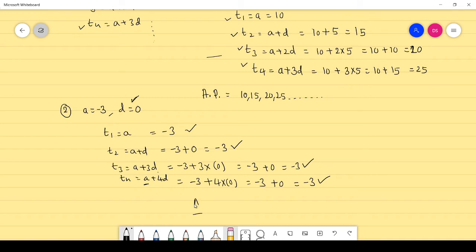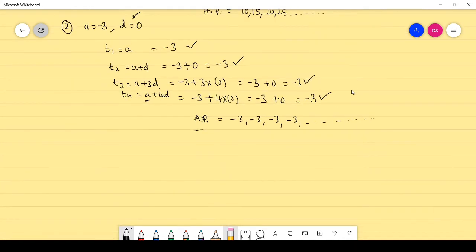So what is the AP? The arithmetic progression is what? Minus 3 first term, the second term is also minus 3, the third term is also minus 3, and the fourth term is also minus 3, and so on, right? So this is our second example. These are quite easy kinds of examples, right?